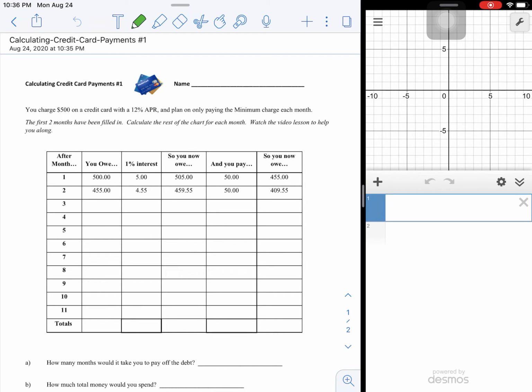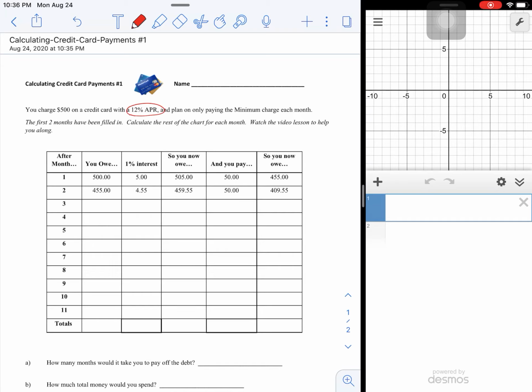So I've done the first two lines. I'm going to explain them, and then I will have you complete the rest of the chart and answer the 4 questions on the bottom. So we bought $500, a purchase of something, who knows what it is, and we put it on a credit card with a 12% APR.